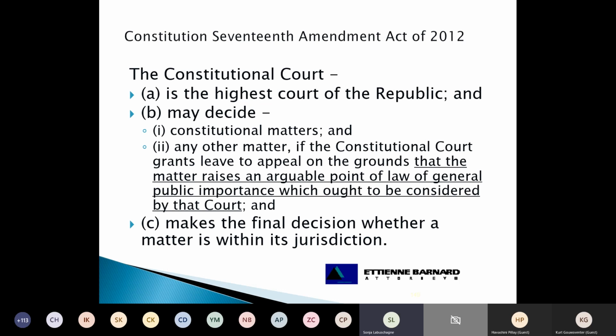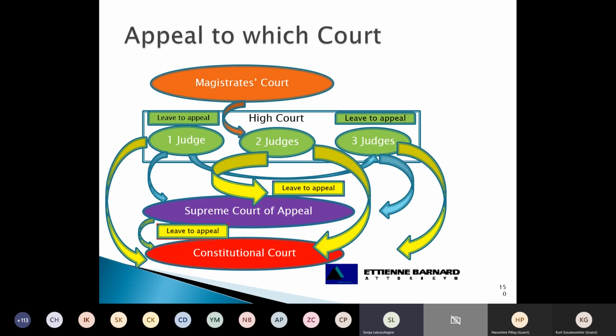All right, if you want to apply for appeal to the Constitutional Court, we're coming back to our Constitution 17th Amendment Act, and what the court requires is that the matter raises an arguable point of law of general public importance, which ought to be considered by the court. So it's a further requirement than we have with regard to the prospect of success, that there must be a very good reason or prospect of success. And then if you want to go to the Constitutional Court, you've got this additional requirement that the matter raises an arguable point of law of general public importance. All right. And you need to also ask leave from the Constitutional Court.